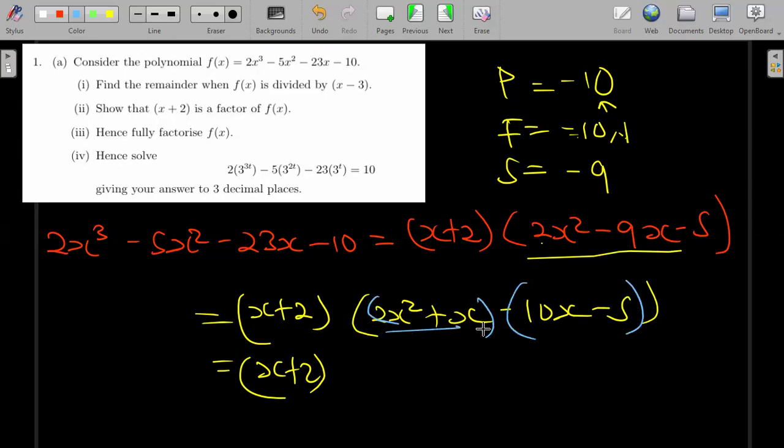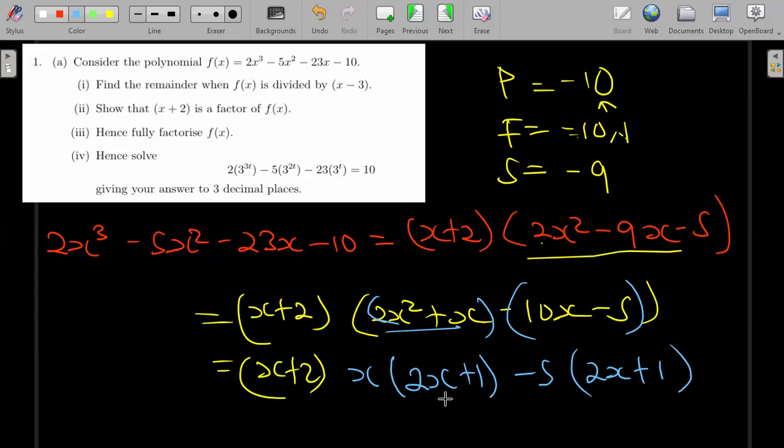So what is common in the first bracket here? The ones I've put in blue. The common thing there will just be x. So I'm going to write x. And then inside what do I remain with? 2x plus 1. And then here, what will be common is the minus 5. And then what will remain will be the 2x plus 1. So that's what we want for what is here and there to be the same.